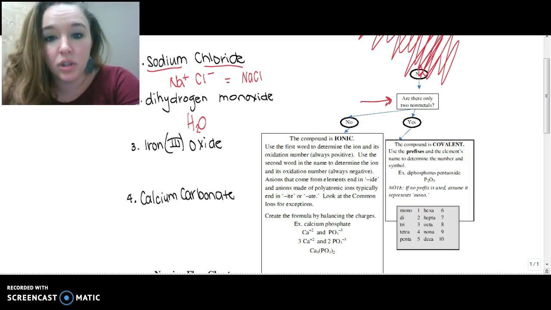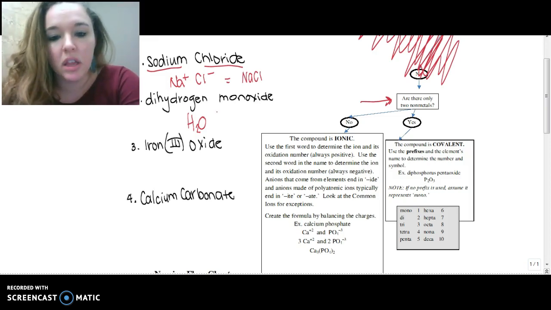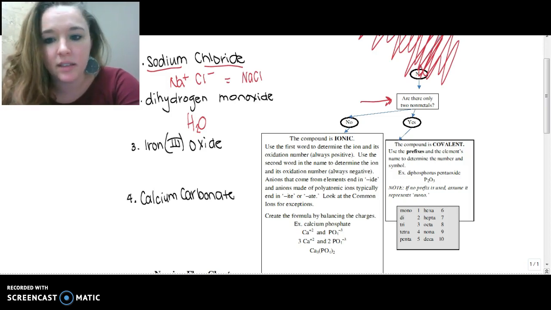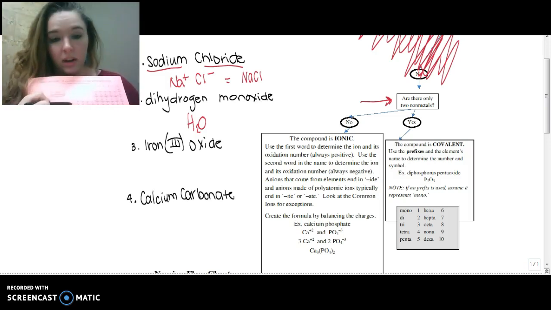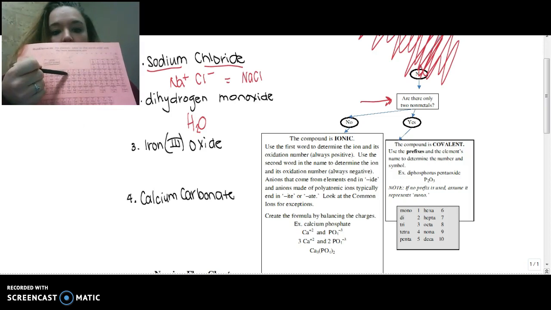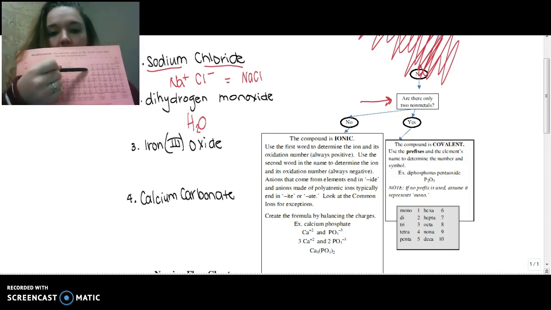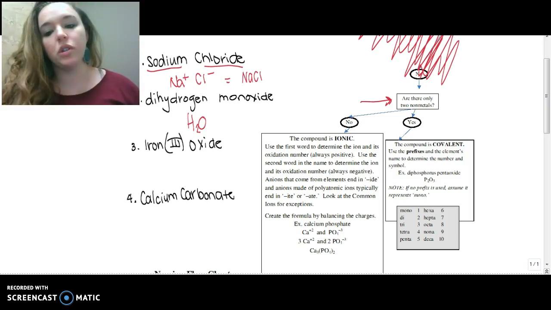Because it's 2 nonmetals bonded together, we do not have to include any charges because there aren't any charges, and we don't have to balance any charges because there's no charges. So that's that example. The third example is iron 3 oxide. So again, are there only 2 nonmetals? We go ahead and we look at our periodic table and we find iron, and it's going to be on the metal side of the periodic table, so we know it's going to be ionic.